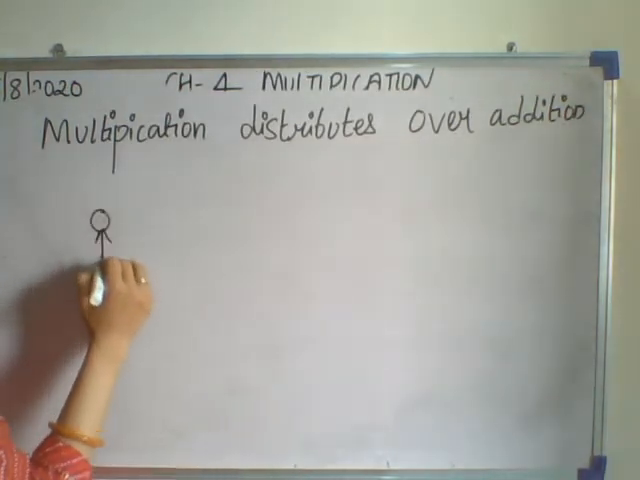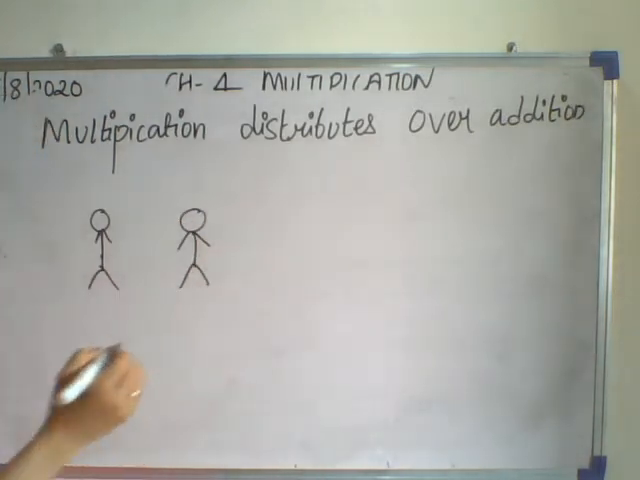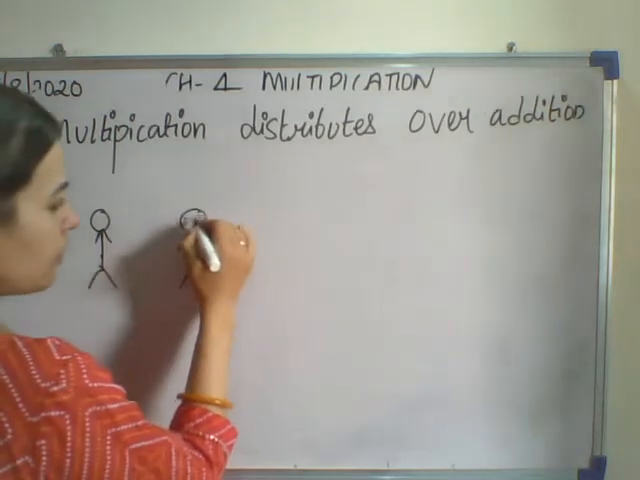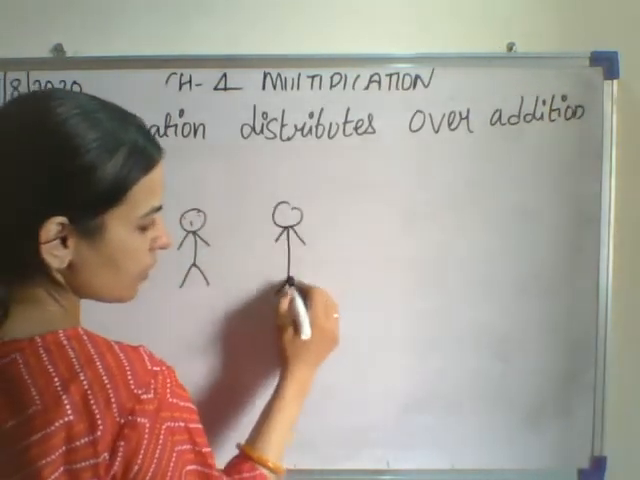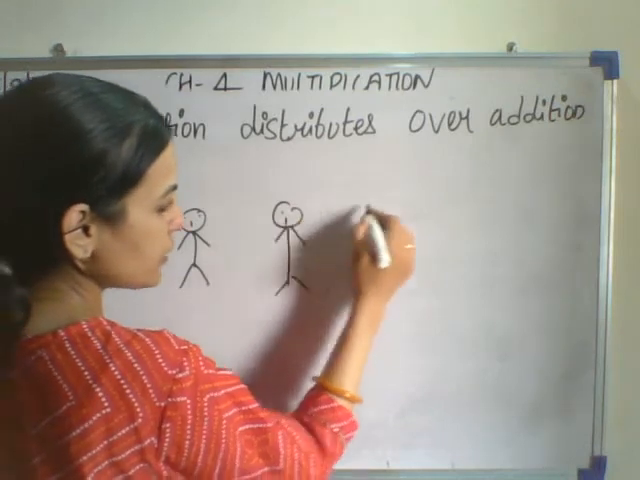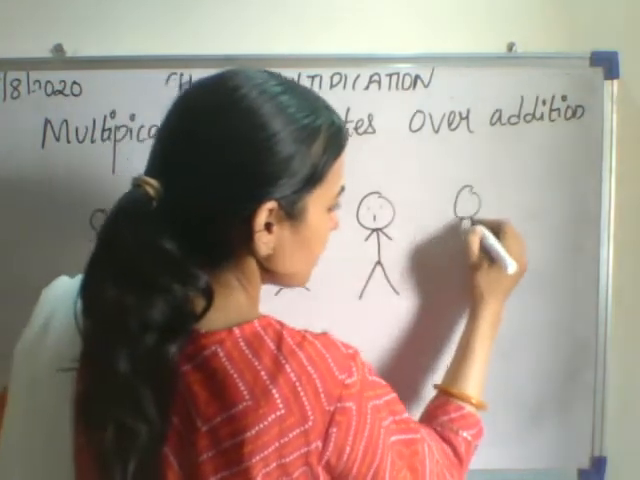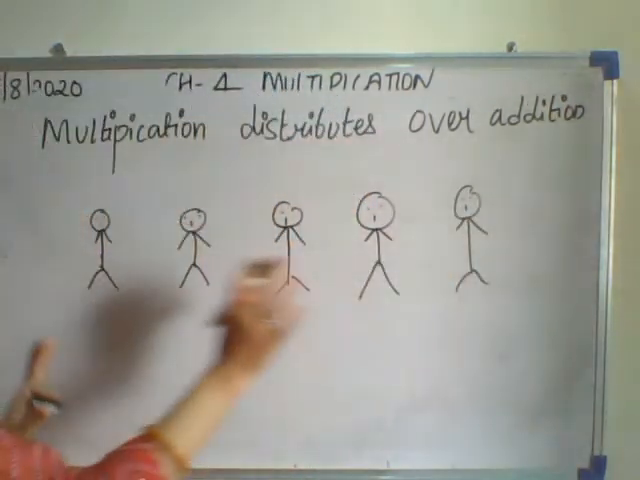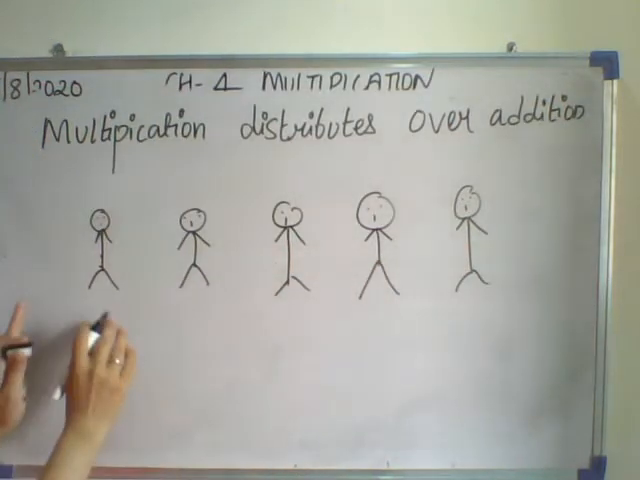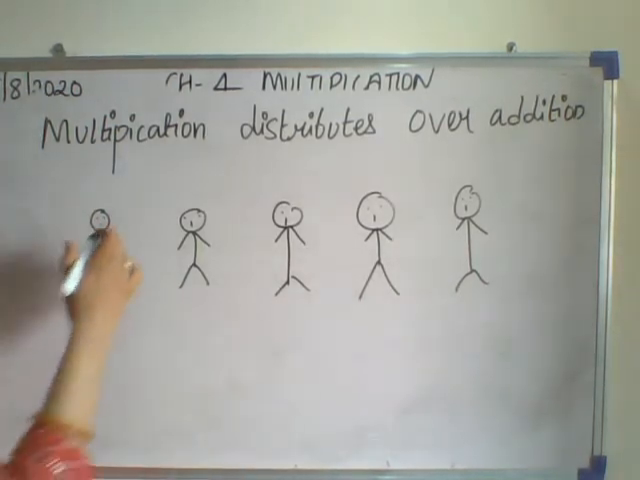Like there are 5 students. This is the first student, second student. I am drawing 5 students. The third student, the fourth, and the fifth student. I am just drawing a rough diagram to make you understand. Here 5 students are there. These 5 students have balloons in their hands.